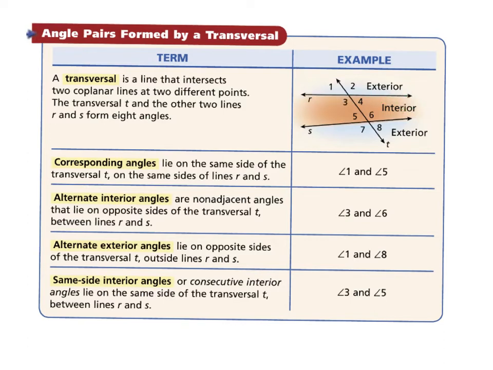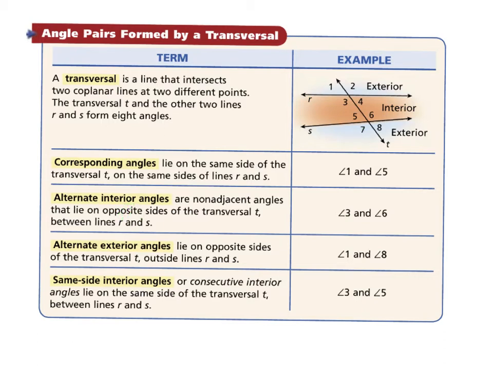Now, lines R and S, once again, are coplanar, and the transversal, which is T, intersects them at 2 points, and they form 8 different angles. Corresponding angles are angles that lie on the same side of the transversal, which is T, and on the same sides of lines R and S. I kind of look at it as angles that are in the same position. So, angle 1 and angle 5 are corresponding. Angle 2 and angle 6 are corresponding. Angle 4 and angle 8 are corresponding. Angle 3 and angle 7 are corresponding.